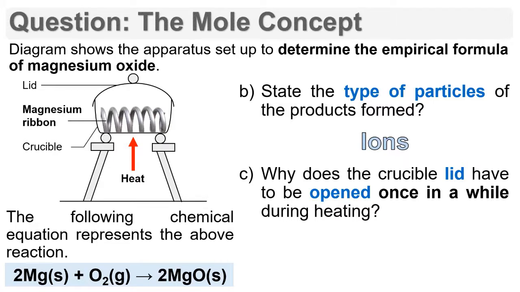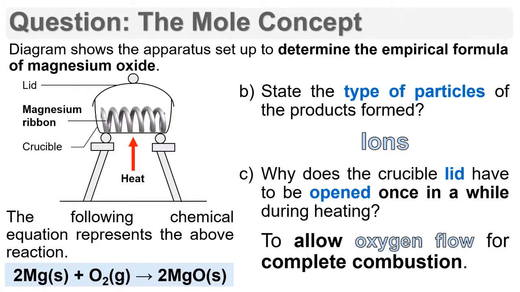C. Why does the crucible lid have to be opened once in a while during heating? In this reaction, magnesium is heated, where magnesium reacts with oxygen to form magnesium oxide. If the lid is closed, there is no oxygen supply for the reaction to occur. Therefore, the lid has to be opened to allow the flow of oxygen for the complete combustion of magnesium.